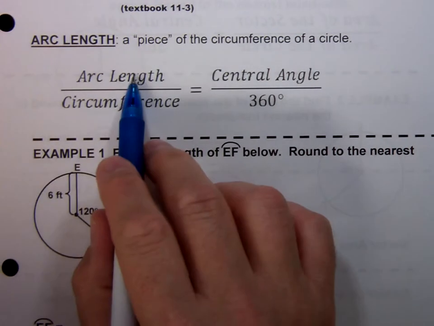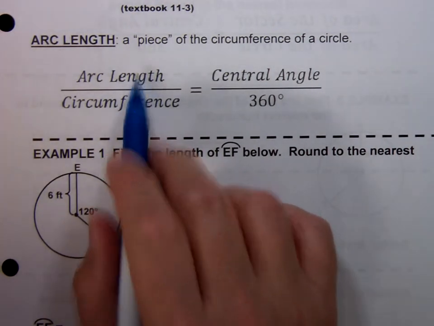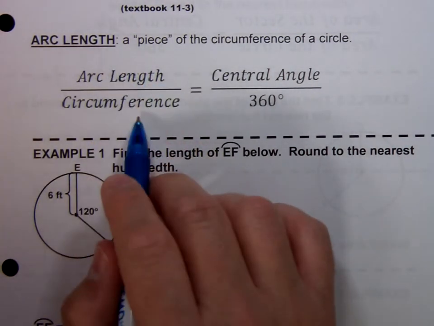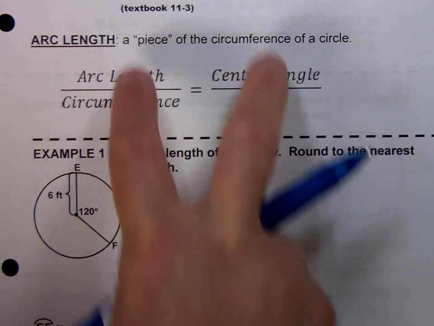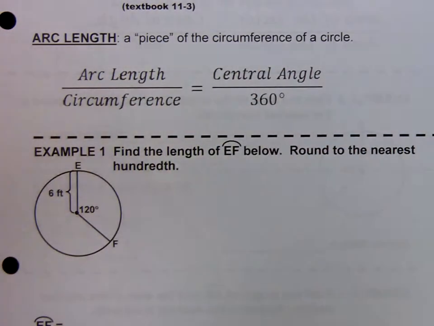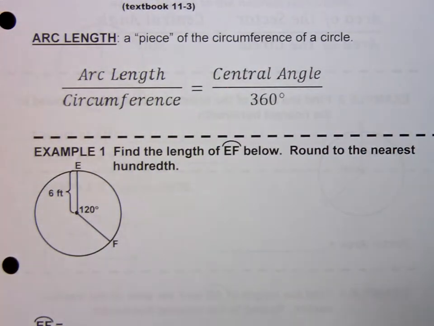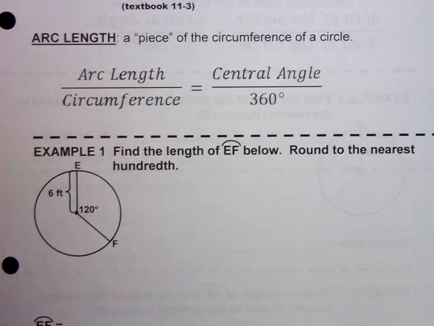The arc length is part or a piece of the circumference. So we're putting the part over the whole. So the circumference is the whole way around, and the arc length is just part of the way around. So each one of these is giving us the part over the whole. They should come out to that same percentage, and so that's why they're able to be equal to each other.